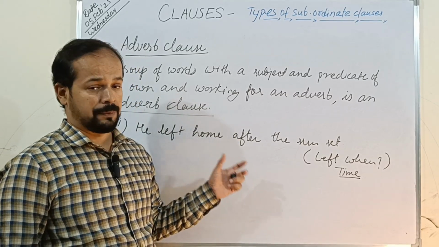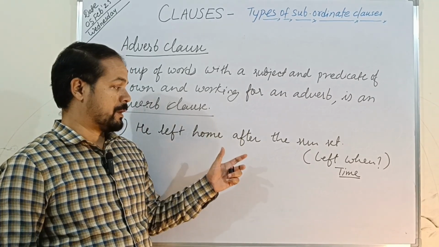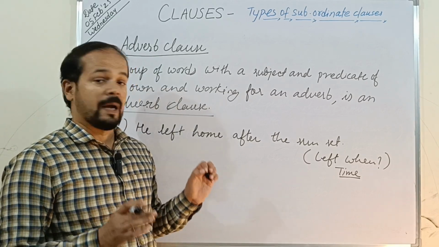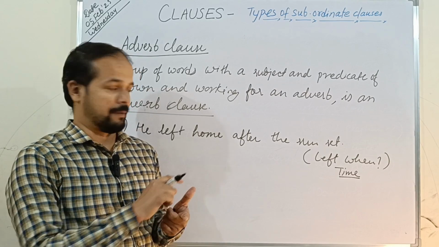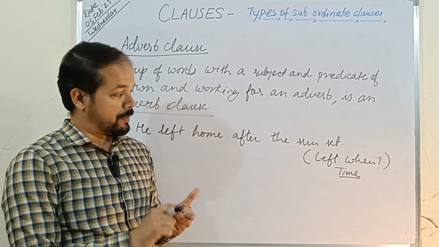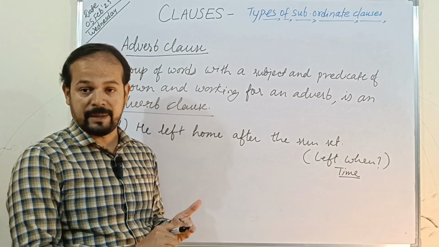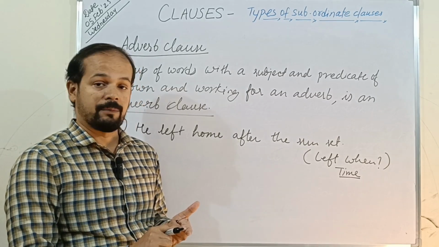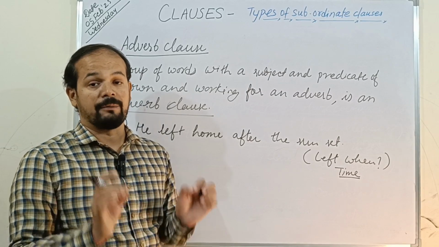When it's a group of words, we have to see whether it has a finite verb or not. If it has a finite verb, then it becomes a clause, and it will be called an adverb clause. And if it has no finite verb in it, then it will be an adverb phrase, right? A single word would mean an adverb. A group of words without a finite verb, working as an adverb and telling us the time, would be an adverb phrase. And a group of words with a finite verb in it, working as an adverb and indicating time, is an adverb clause.